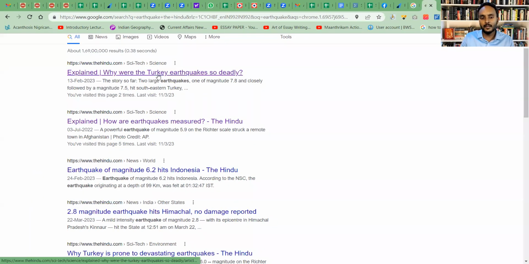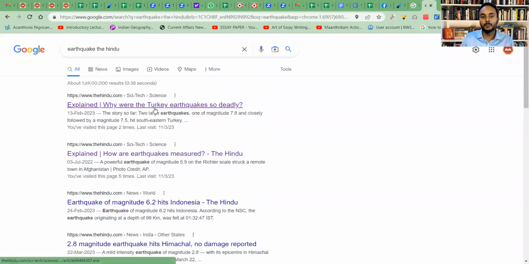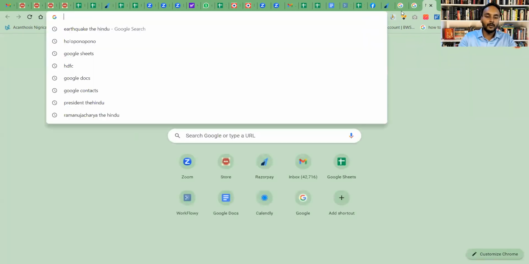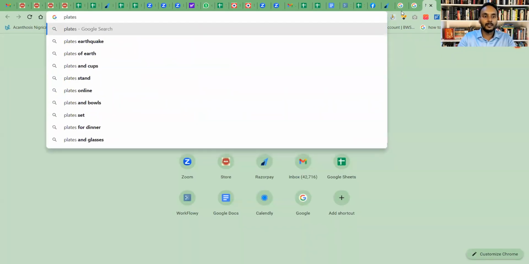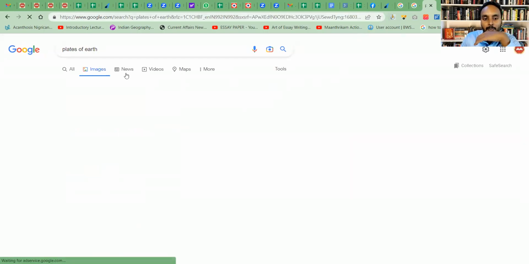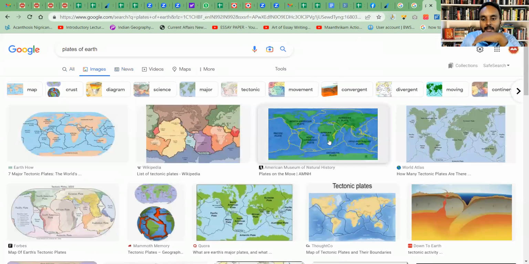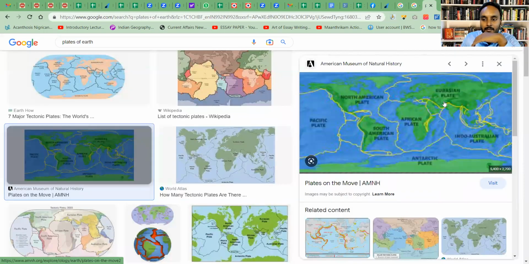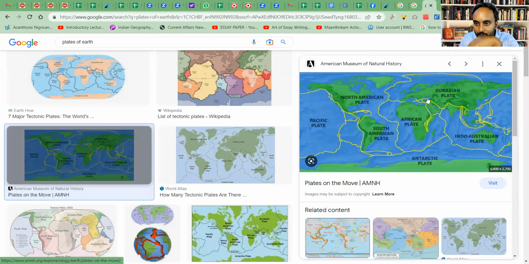Then why are they touching Turkey, Indonesia, Himachal? Why are these regions having problems? So if you go and check the plates of the earth, for example, you will notice that all these places are actually on the plate borders. Getting the point? Where is Himachal? Here. Where is Turkey? Here. Neha, making sense? This is how you all should learn. This is how you've got to understand.